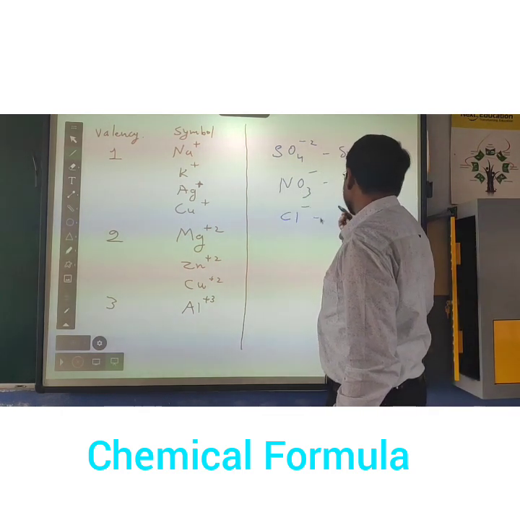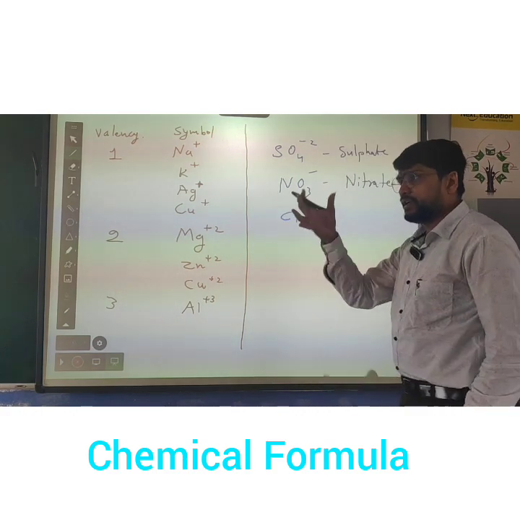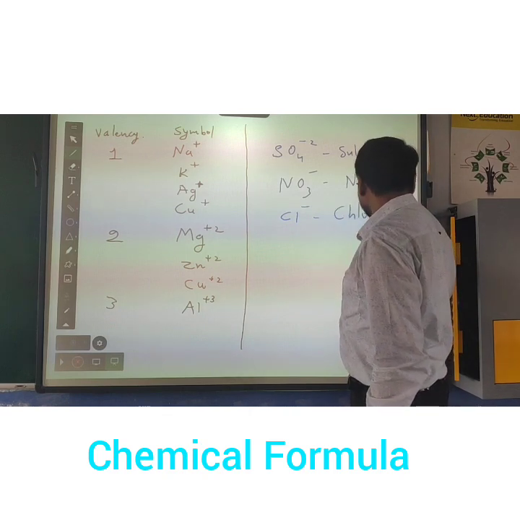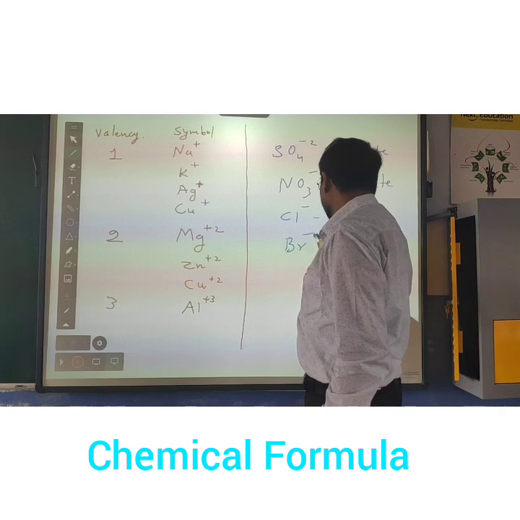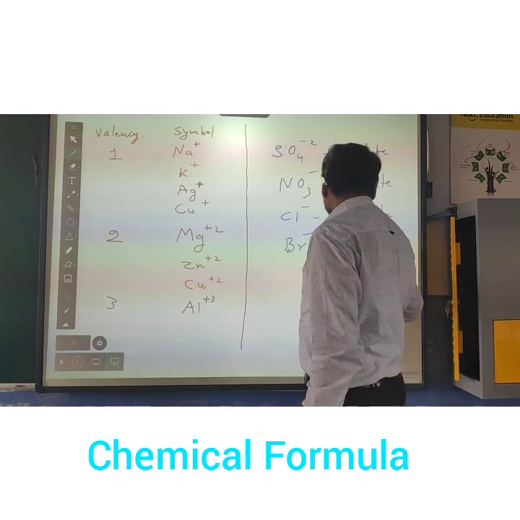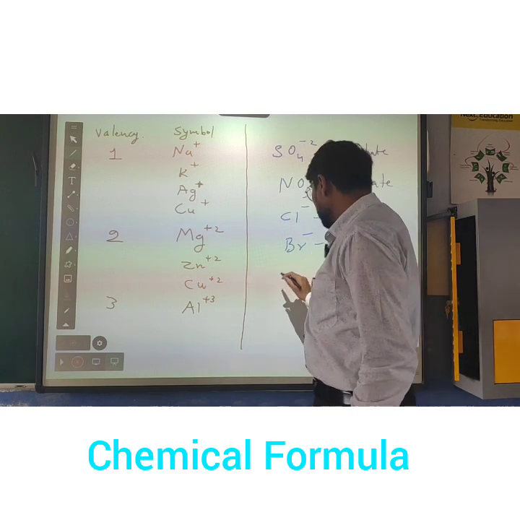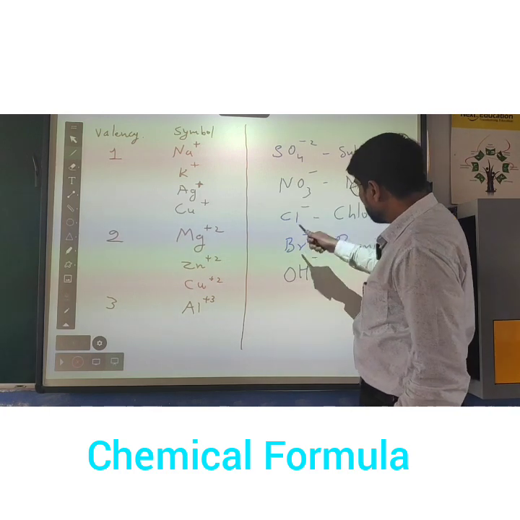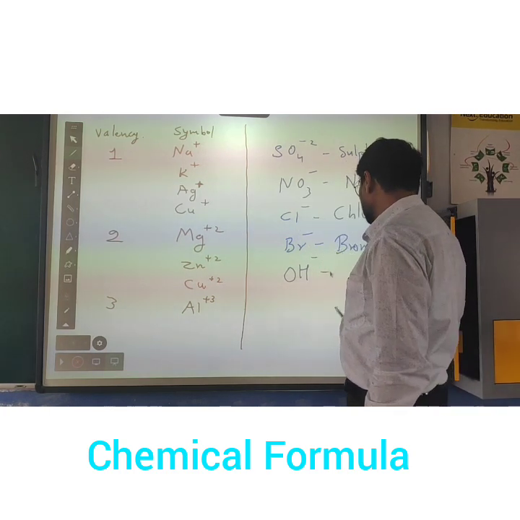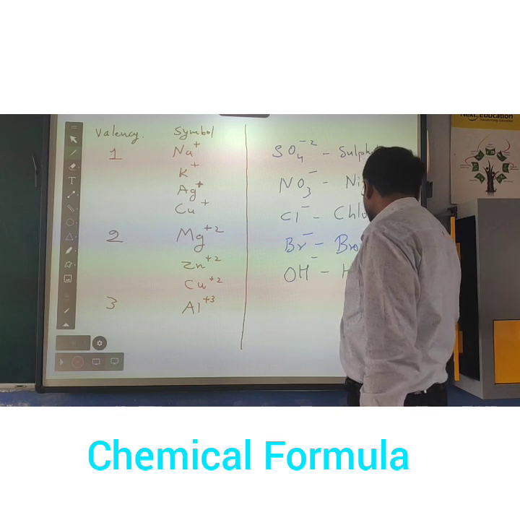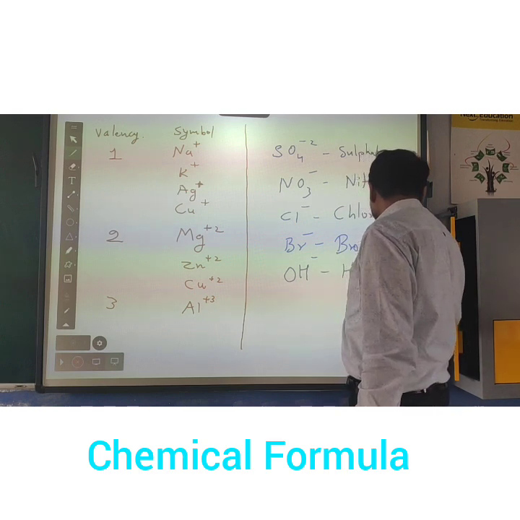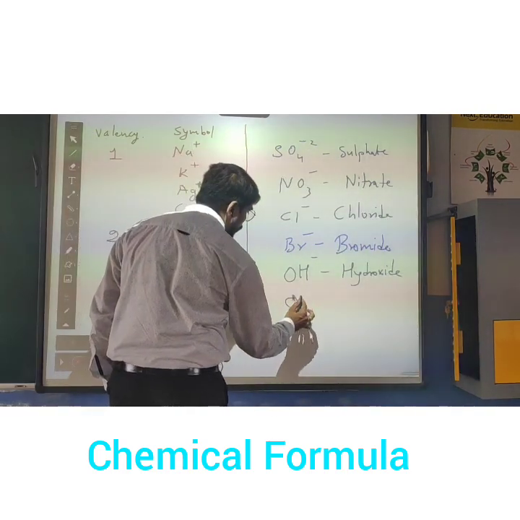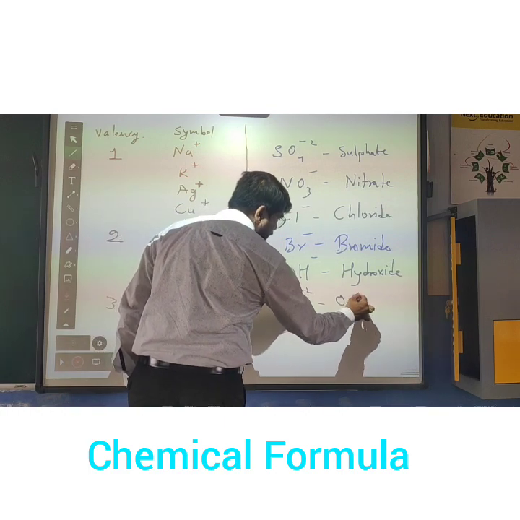Chlorine is Cl. When it gains 1 electron, it is converted into an ion, which we call the chloride ion. Similarly we have Br minus, which we call the bromide ion. A very, very important portion. Then we have OH minus. This OH minus and the sulfate and nitrate are considered polyatomic, while chloride and bromide are monoatomic. OH minus is called the hydroxide ion. Now, when oxygen gains 2 electrons, it is converted into O minus 2, which we call an oxide.